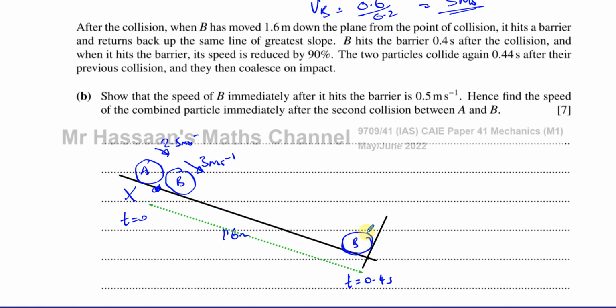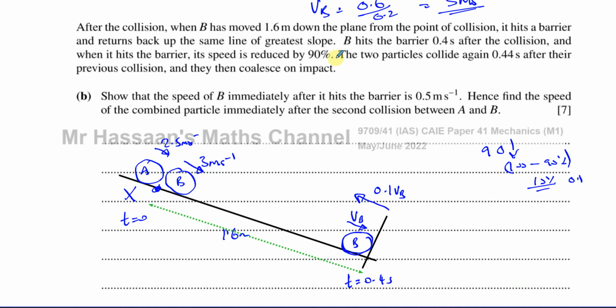B is going to hit this barrier with a certain speed that we don't know. I know that when it bounces off the barrier, this speed is going to be multiplied by 0.1. Why? Because when you reduce something by 90%, it's 100% minus 90%, which is 10% of what it was. So you take the speed and multiply by 0.1, and that reduces its speed by 90%.